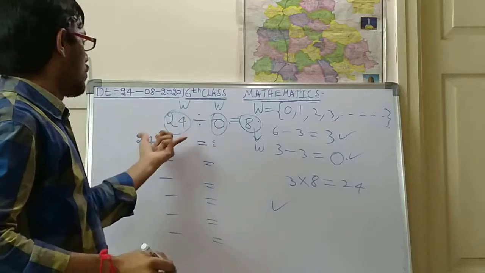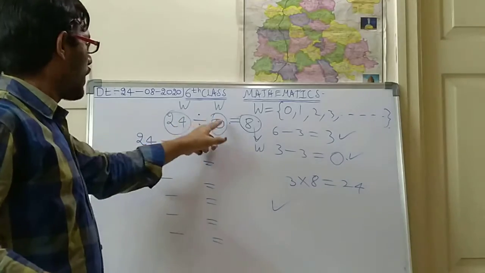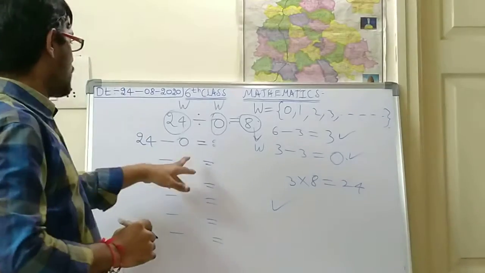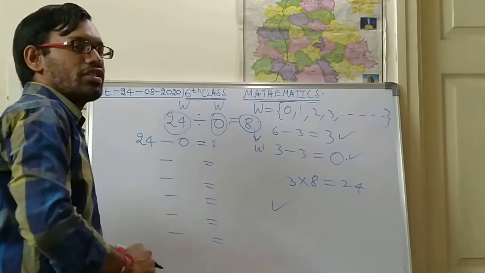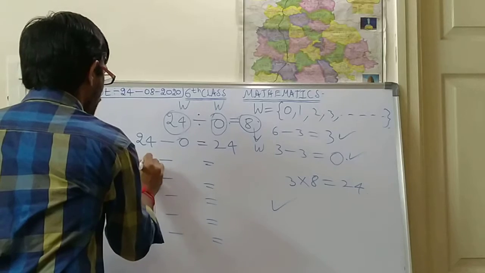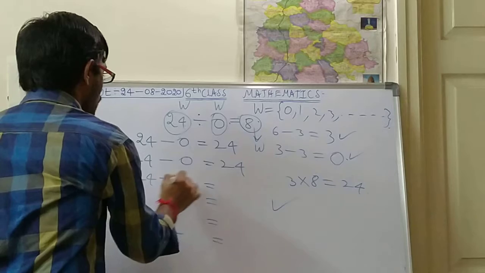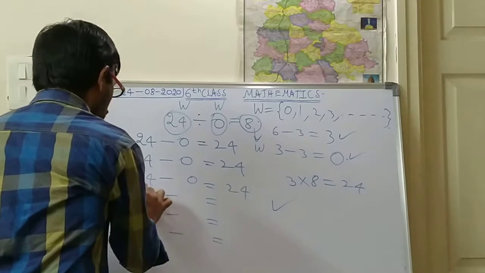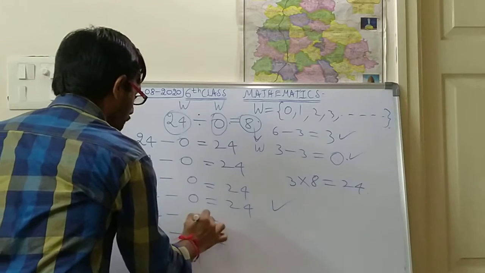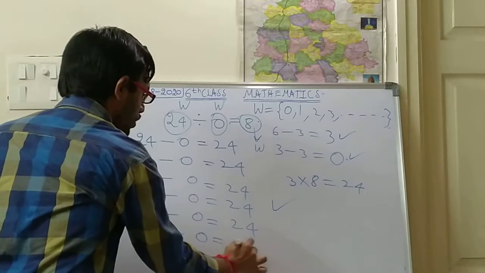24 divided by 3 means we have taken 24 minus 3. 24 divided by 0 means we have to take 24 minus 0. What is 24 minus 0? 24 minus 0 is 24 only. Again 24 minus 0, 24 only. Again 24 minus 0, 24 only.